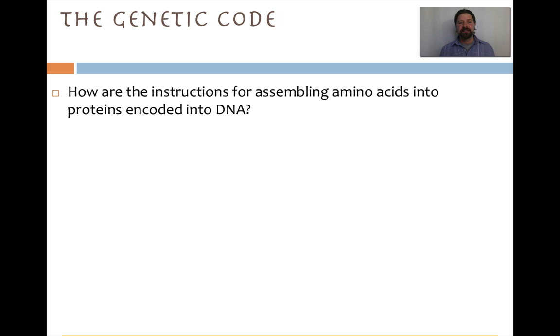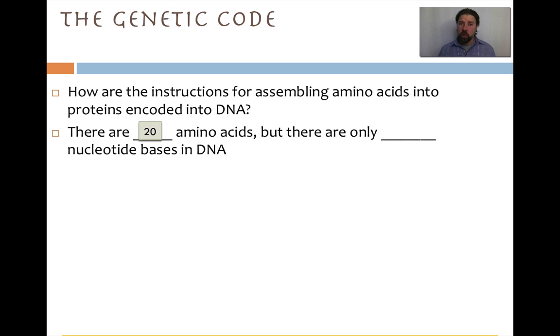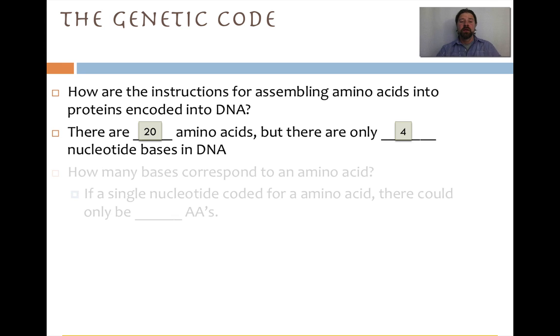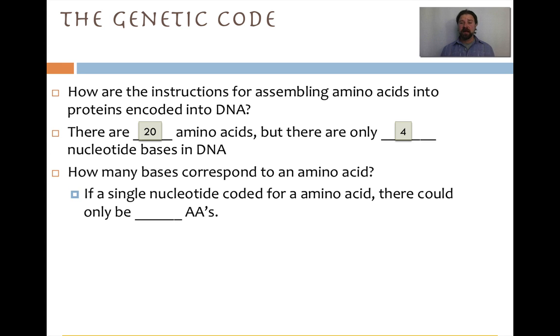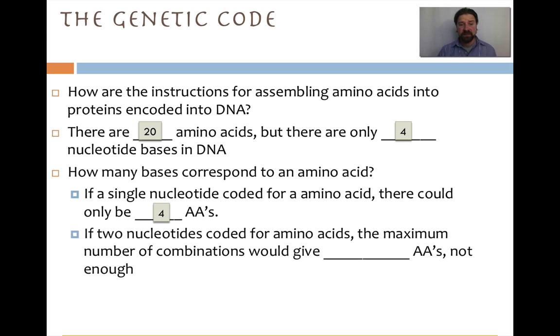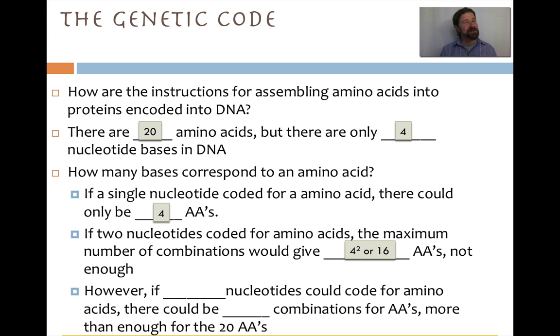And we have a question to ask. How are the instructions for assembling amino acids into proteins encoded into DNA? There are 20 amino acids, but there are only 4 nucleotide bases in DNA. So, how many bases then correspond to an amino acid? If a single nucleotide coded for an amino acid, the most you could have would be 4 amino acids. And we know that's not the case. We found 20. If 2 nucleotides coded for amino acids, the maximum number of combinations would give 4 to the second power, or 16 amino acids. Still not quite enough.